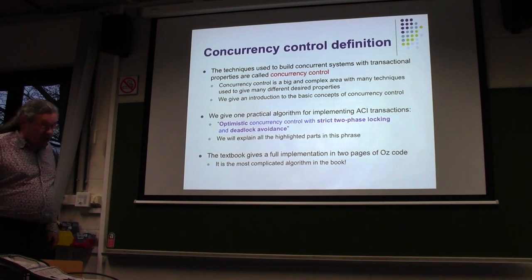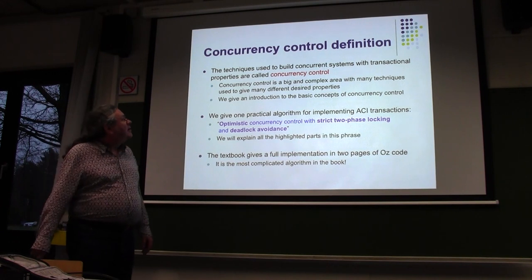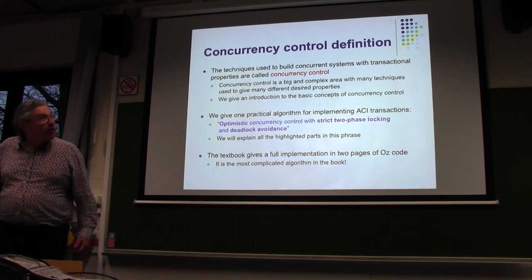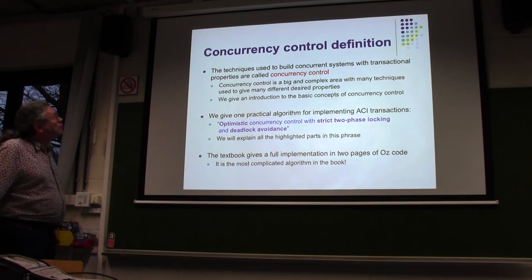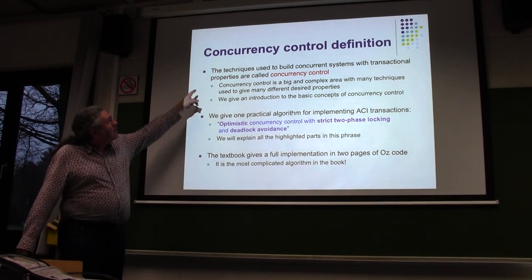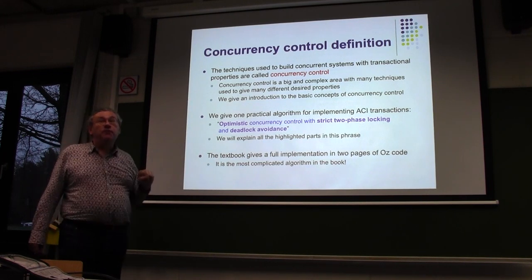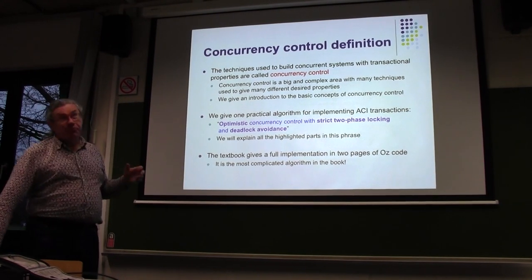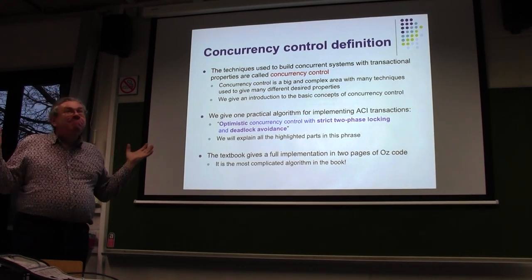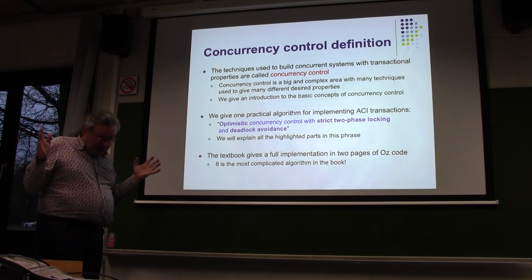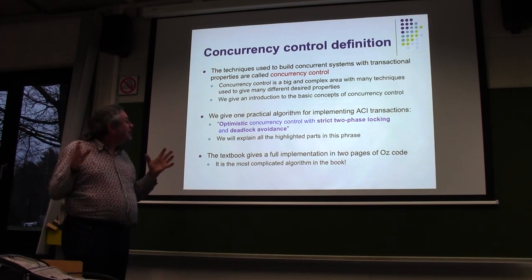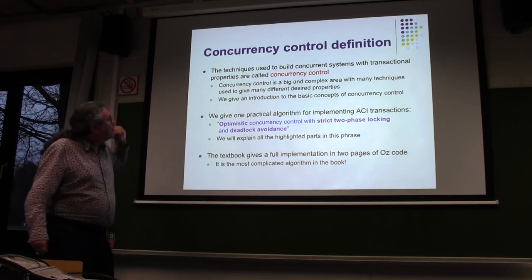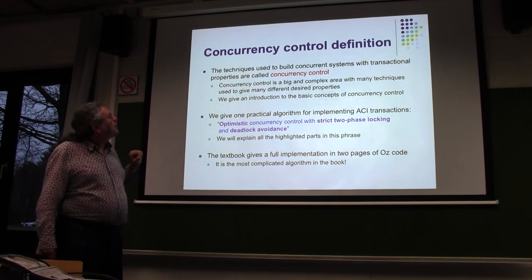That's called concurrency control. So that's kind of a weird name, but it's for historical reasons. Concurrency control is all the techniques that you use to build systems with transactional properties. That is called concurrency control, okay? It's not transaction implementation or techniques for transaction. No, it's called concurrency control. And so there's a lot of stuff going on here. So let me give you an introduction to this.